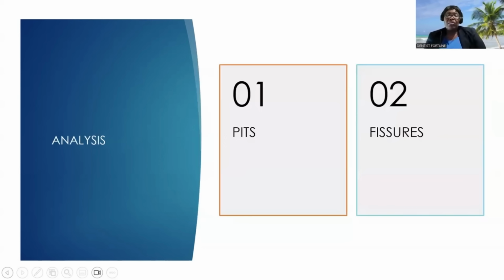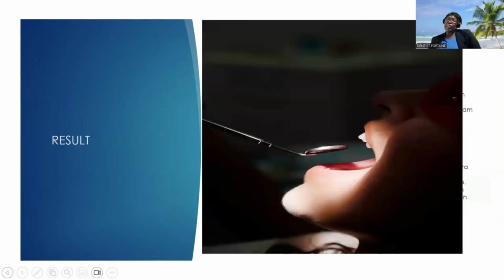Analysis. So there's a difference between a pit and fissure. So if you look at a natural tooth that has just come through, you can see a pit. That's a point where when you put a probe, it goes in. And a fissure is like the design on the top of the tooth. So the result is you are trying to practice dental prevention is better than cure.